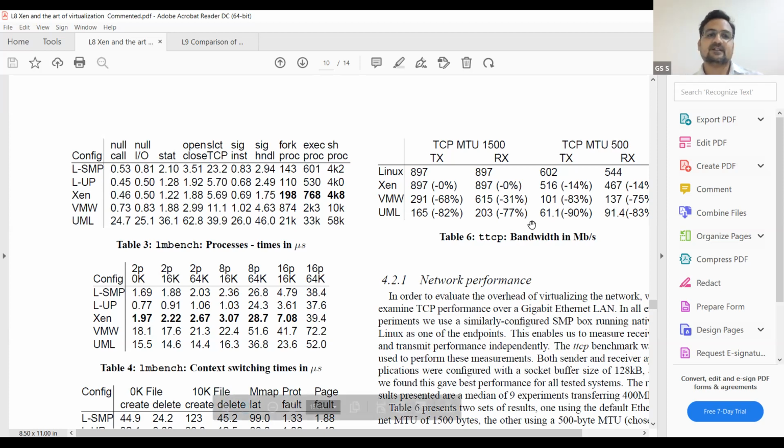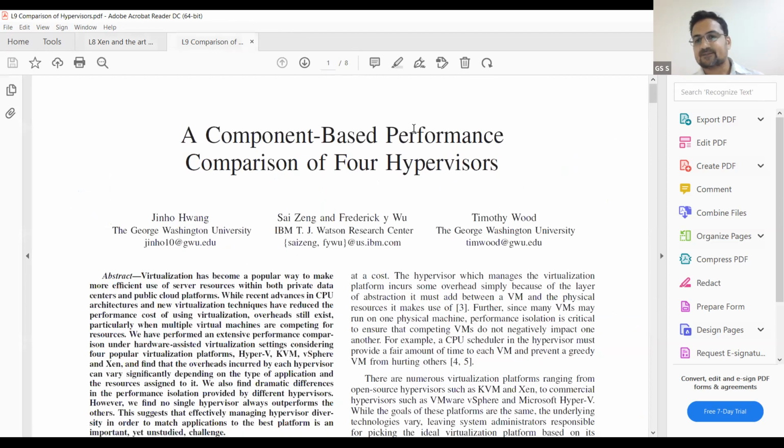So there is another paper we should see, which is visible on your screen, a component-based performance comparison of 4 hypervisors, right? And this is a good paper. Why good? Because any student at whatever level it is, they can also run similar benchmarks. They are freely available. Whatever tools they are interested in comparing, they can compare. Because the first step of development is comparison. We should first know what hypervisors are doing, right?